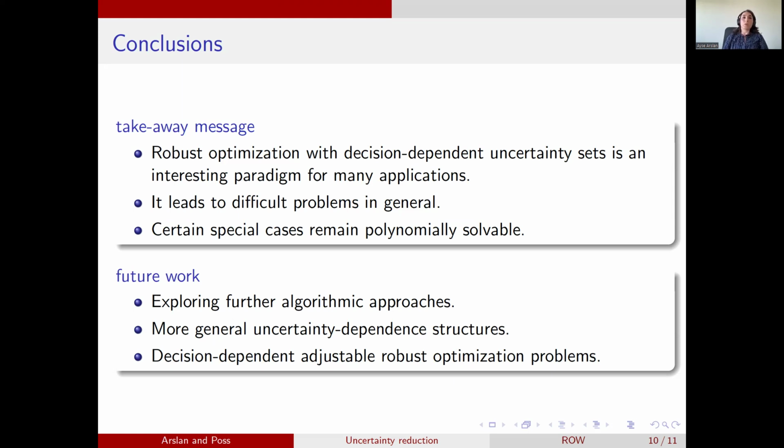So I think what we have done here is only scratching the surface. There are many things that you can do on these problems, including exploring further algorithmic approaches based on bi-level programming, based on cutting planes, based on what have you. We can also consider some more general uncertainty dependent structures, for instance, the affine decision dependent structure. And obviously the integration of decision dependent uncertainty sets within adjustable robust optimization also remains a big open question.